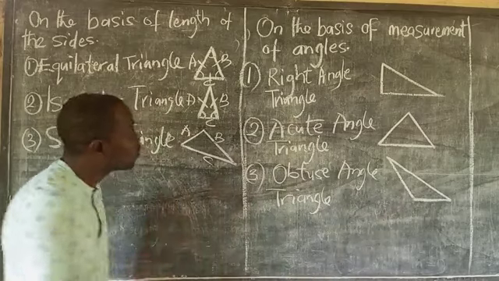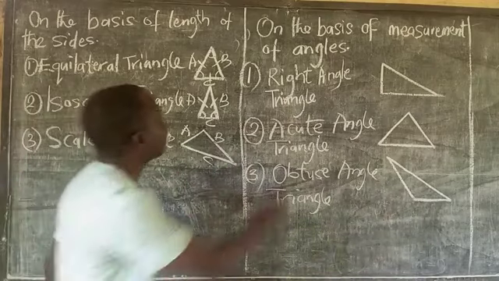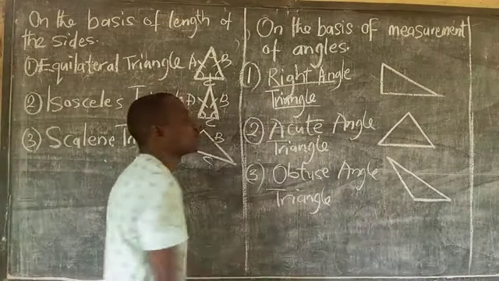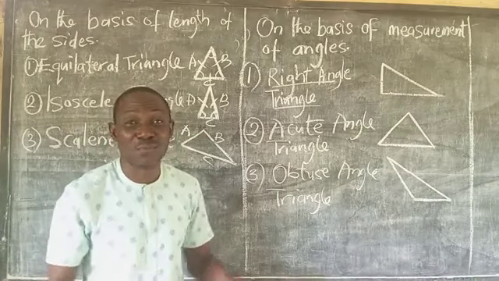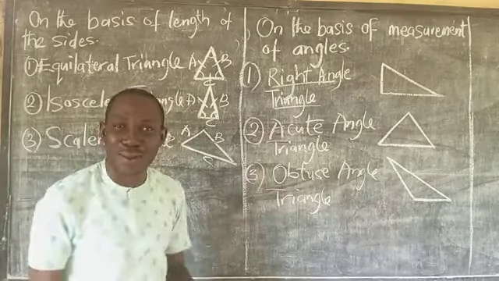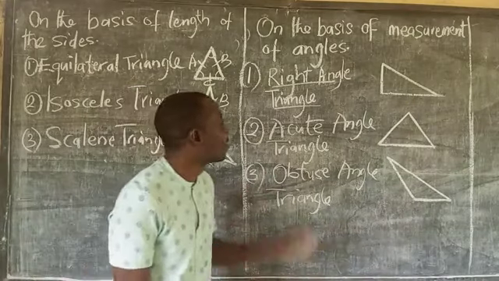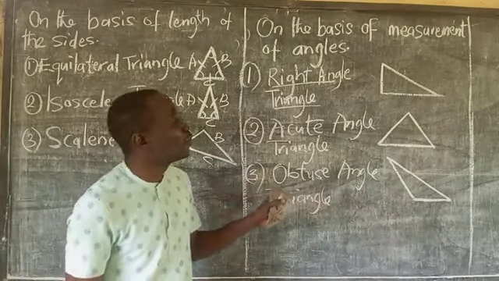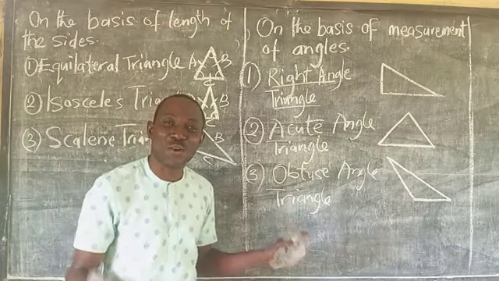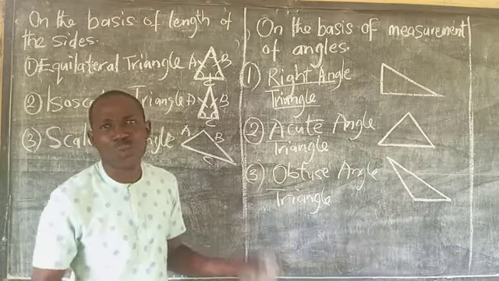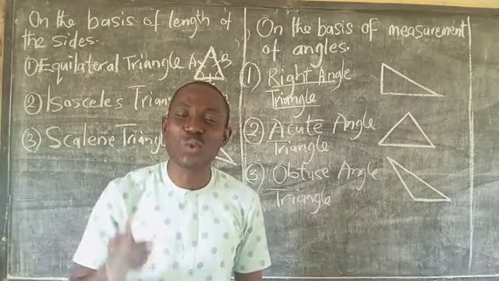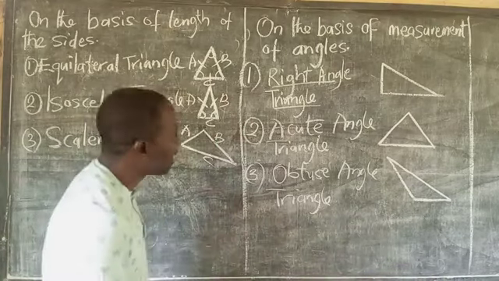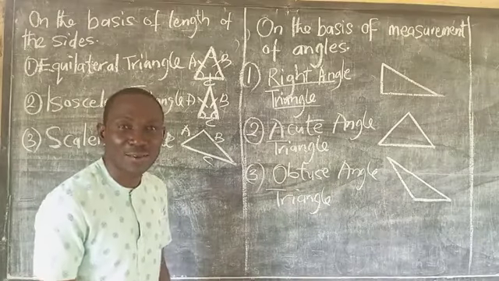All right. So the first one is the right angle triangle. The right angle triangle, a very popular triangle. I think it's the most popular type of triangle. The right angle triangle has a unique characteristic: one of its angles must be equal to 90 degrees. It has to be, otherwise it's not a right angle triangle.